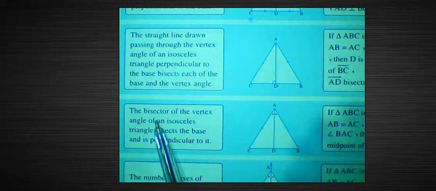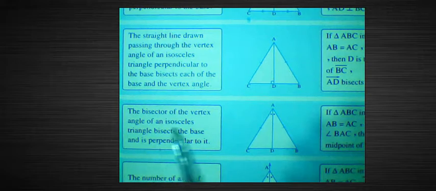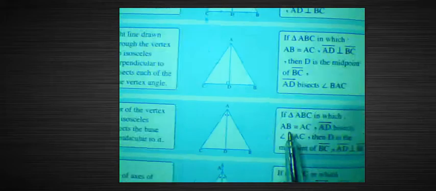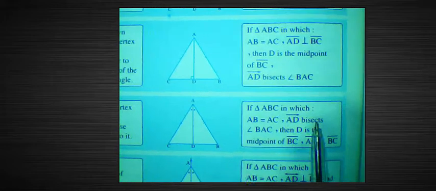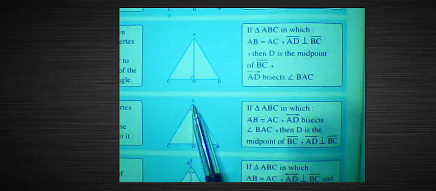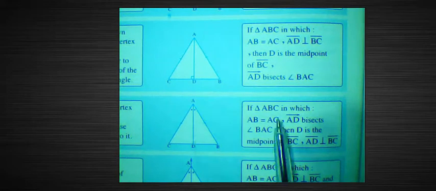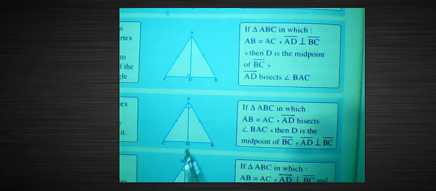تبقى التالتة يا أولاد مهمة جدا. The bisector of the vertex angle of an isosceles triangle bisects the base and is perpendicular to it. يعني مثلا لو عندي triangle ABC in which AB equal AC and AD is a ray bisecting the angle BAC, then D is the midpoint. بنستنتج ان D is the midpoint of CB and AD perpendicular CB. يبقى احنا بنلاحظ الثلاث نتائج مهمة دي يا أولاد، مهمين جدا.